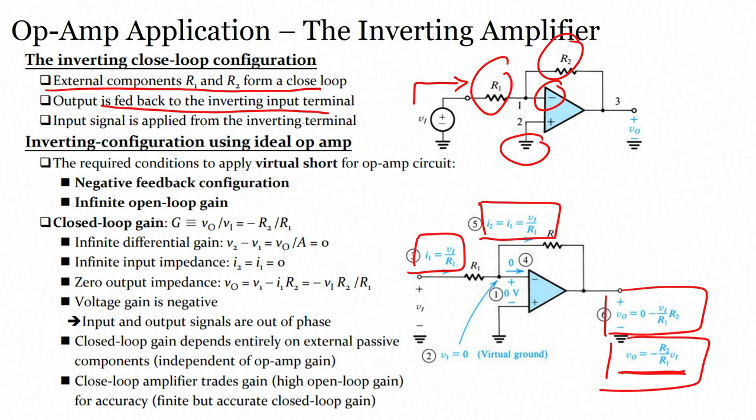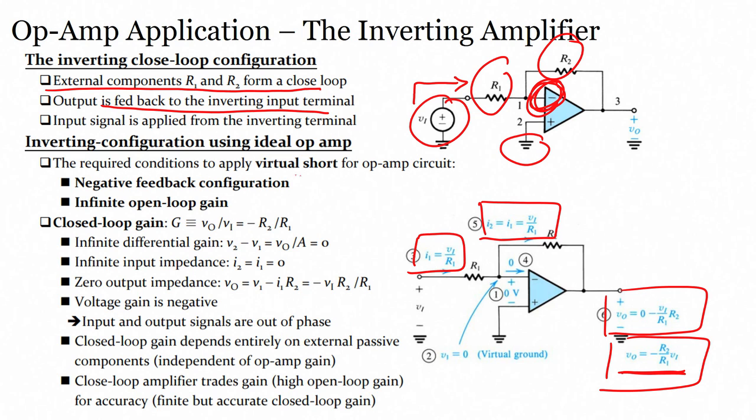Input signal is applied from the inverting input terminal. We have already seen that input signal is applied to the inverting input terminal, right. So, always remember, when you talk about inverting amplifier, apply the input to inverting. Talking about non-inverting amplifier, apply input to non-inverting terminal. Now, input signal is applied to the inverting terminal. Let us see the configuration using ideal op amp, alright.